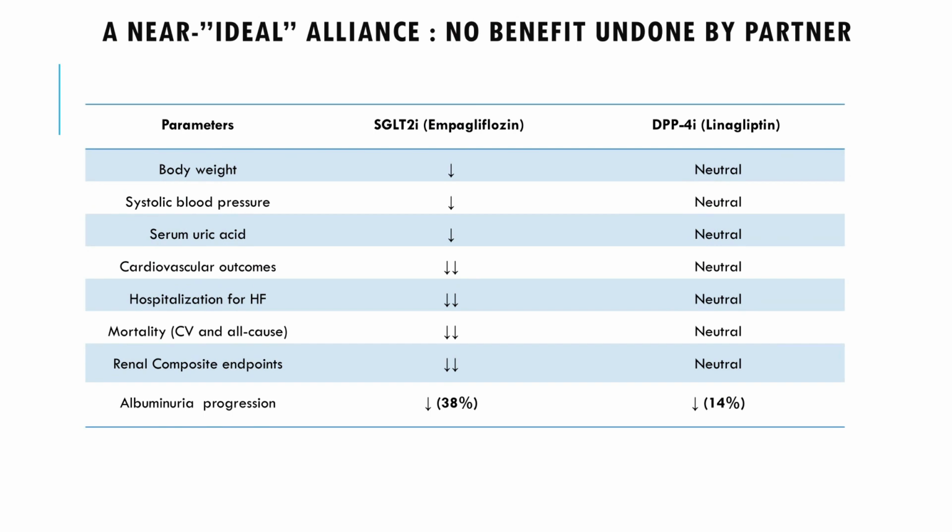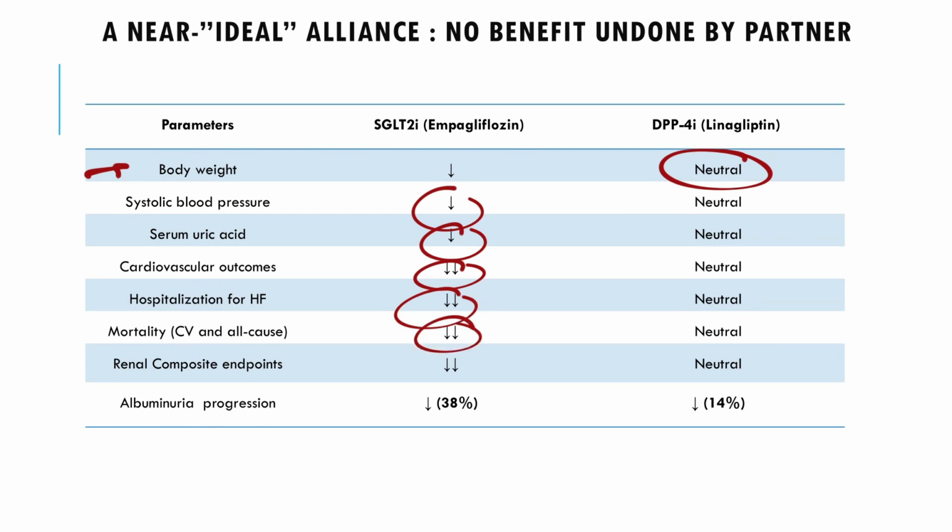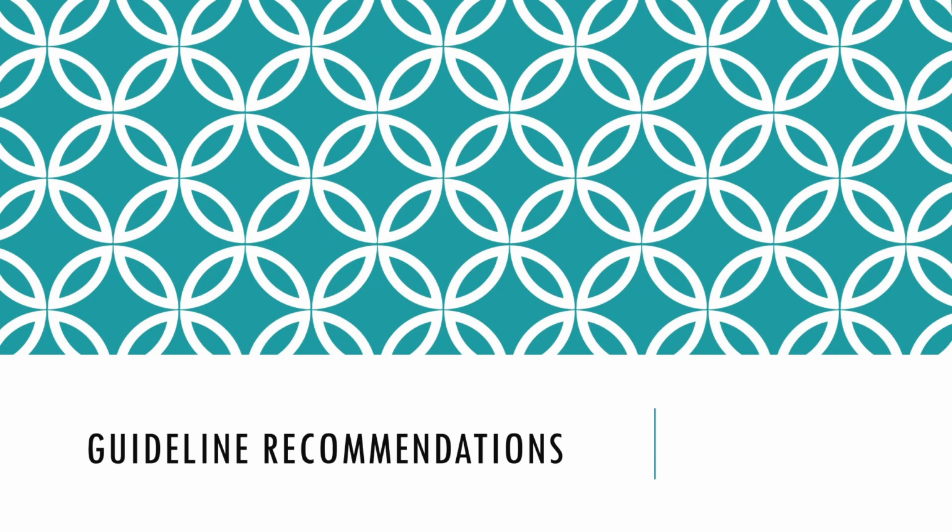Again, you can see the ideal alliance, right? So you have the body weight reduction with SGLT2, whereas DPP4 is weight neutral. You have blood pressure reduction with SGLT2. You have uric acid reduction with SGLT2. You have cardiovascular benefits, again with DPP4 being neutral. You have reduction in hospitalization for heart failure. You have reduction in mortality, renal outcomes, and albuminuria progression you see in both these cases, which makes it an ideal combination. Okay, what do the guidelines suggest?